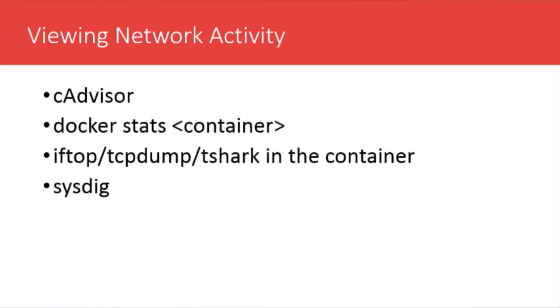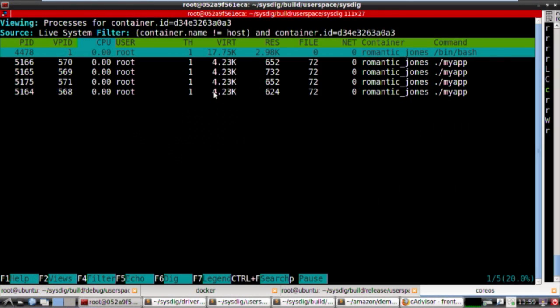Viewing network activity. Again, cAdvisor essentially gives us the network activity of containers just in terms of the total bytes that are generated by the container, similar for Docker stats. You can, of course, install iftop, tcpdump, tshark, or anything else inside the container that works and is supported. And you can take trace files, and then you can take them outside the container. I'm going to show you what you can do from Sysdig.